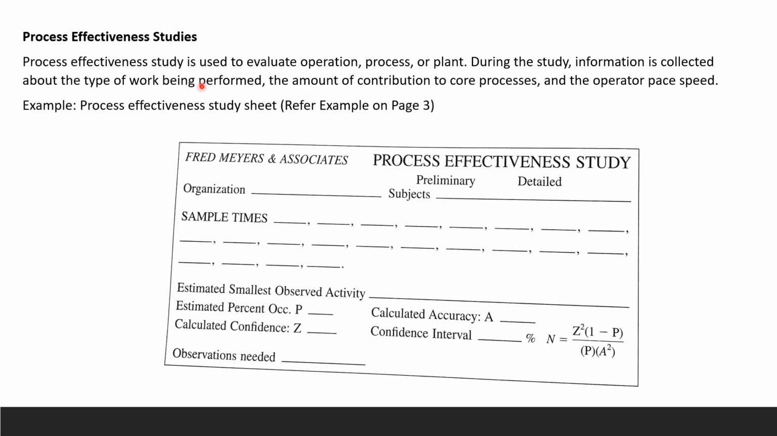The process effectiveness study is used to evaluate operation. We always use the Fred Meyers and Associates because the textbook itself is written by this guy, a long time ago. So it's used to evaluate operation, process, or plant. During the study, information is collected about the type of work being performed, the amount of contribution to core processes, and the operator pace, speed. For the example, you can refer to the example on page 3. It's the same thing. We're trying to get the PZA, and then your sample size, and your confidence interval depends on your data set, the previous data set.